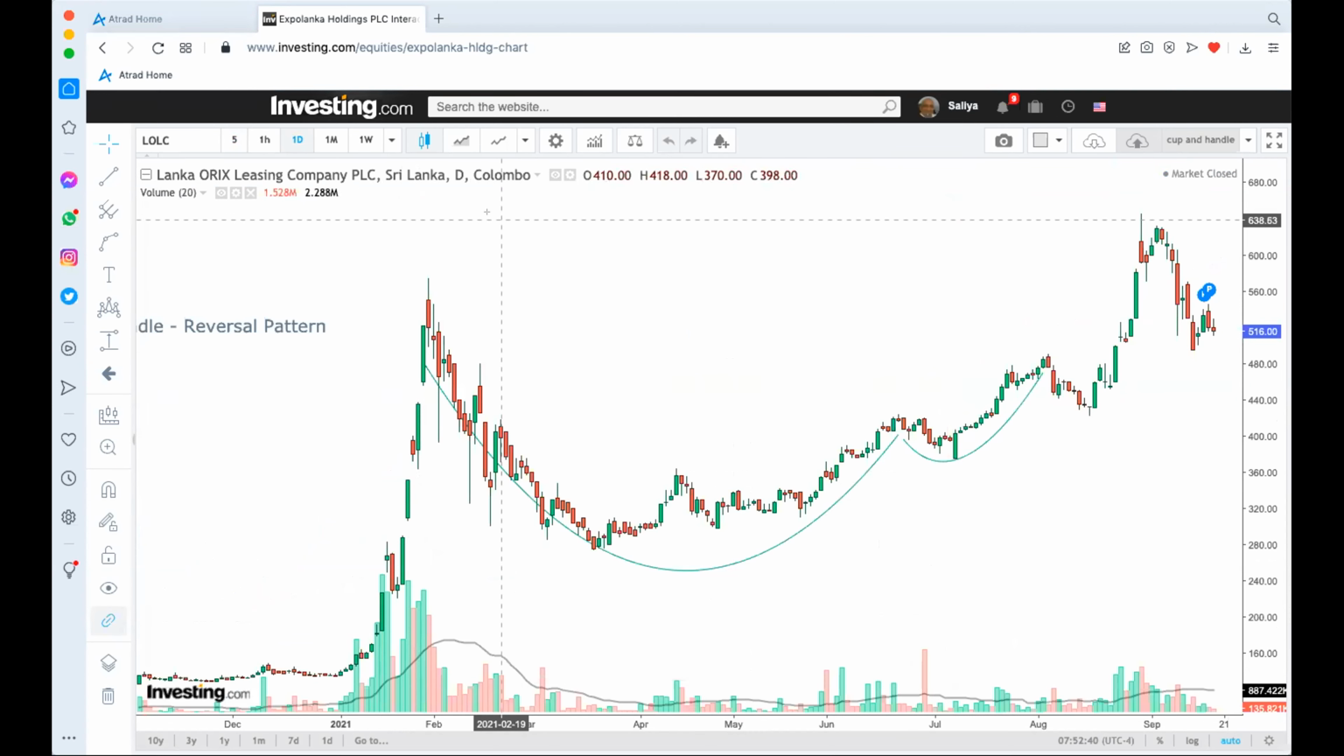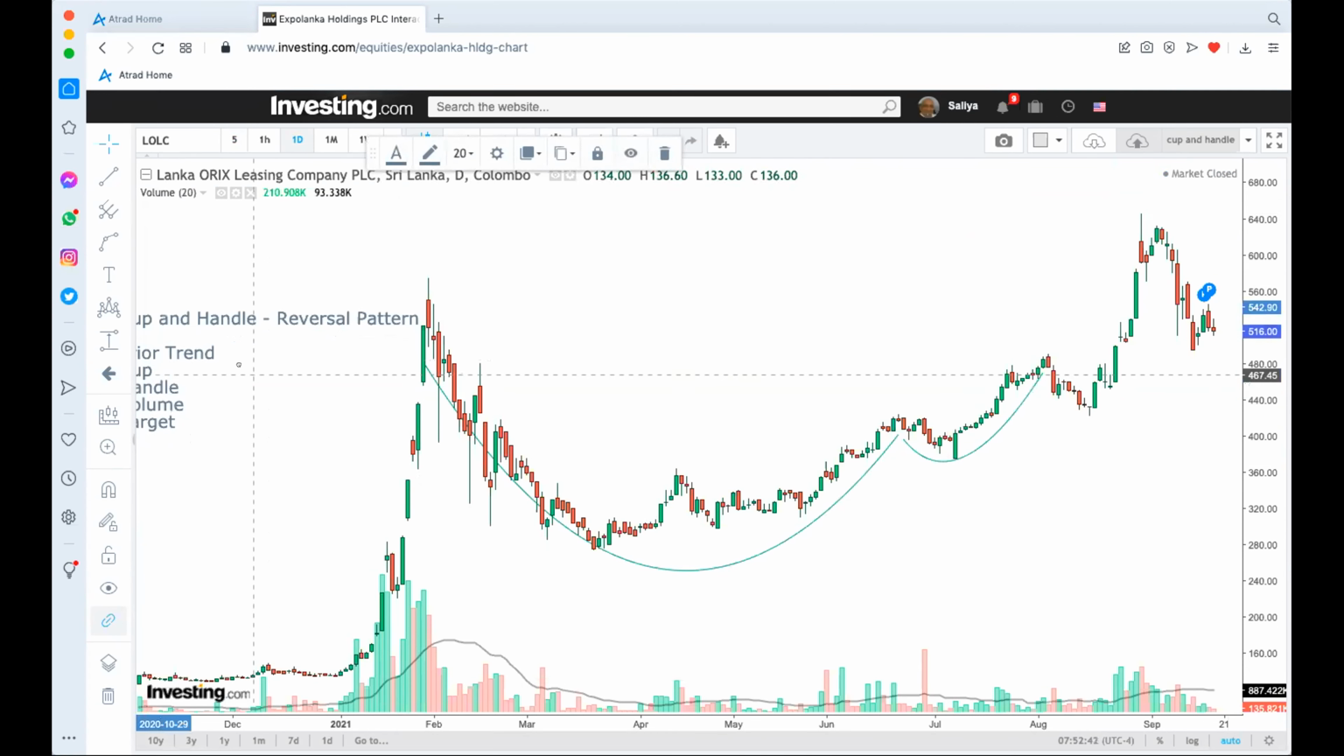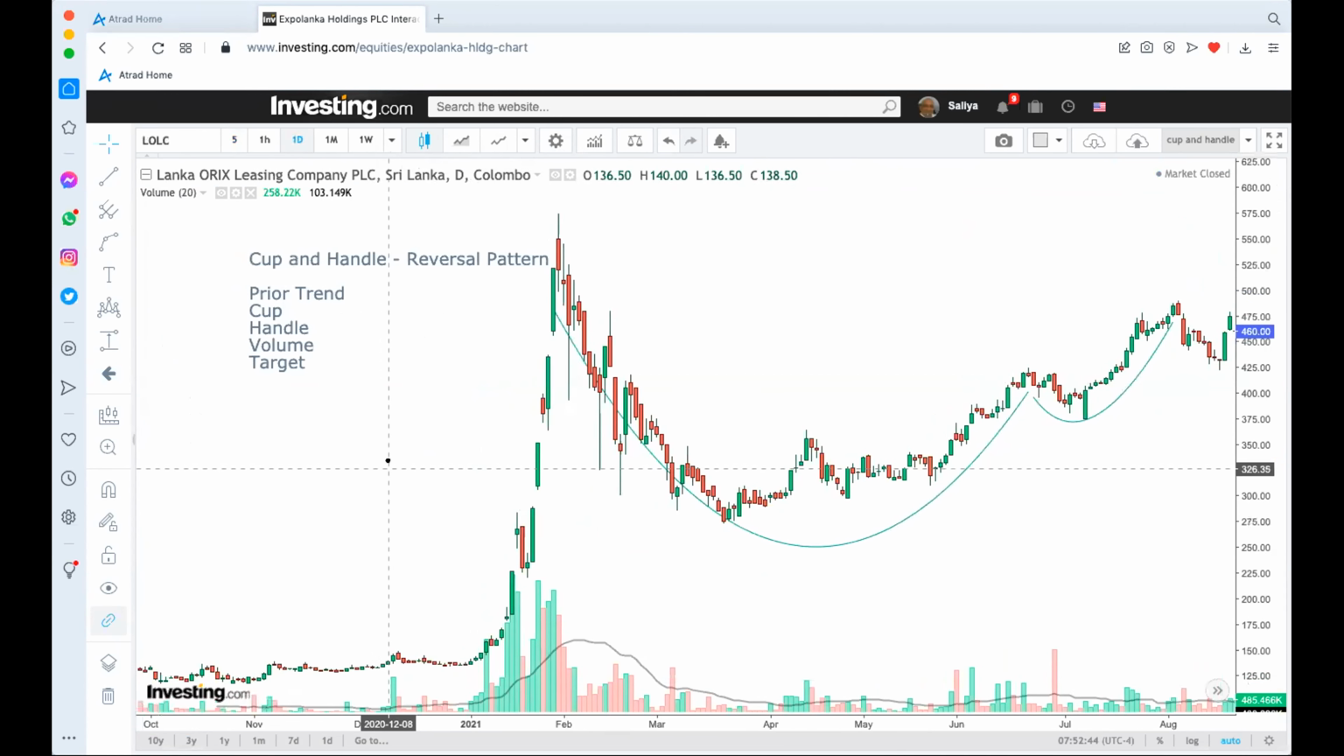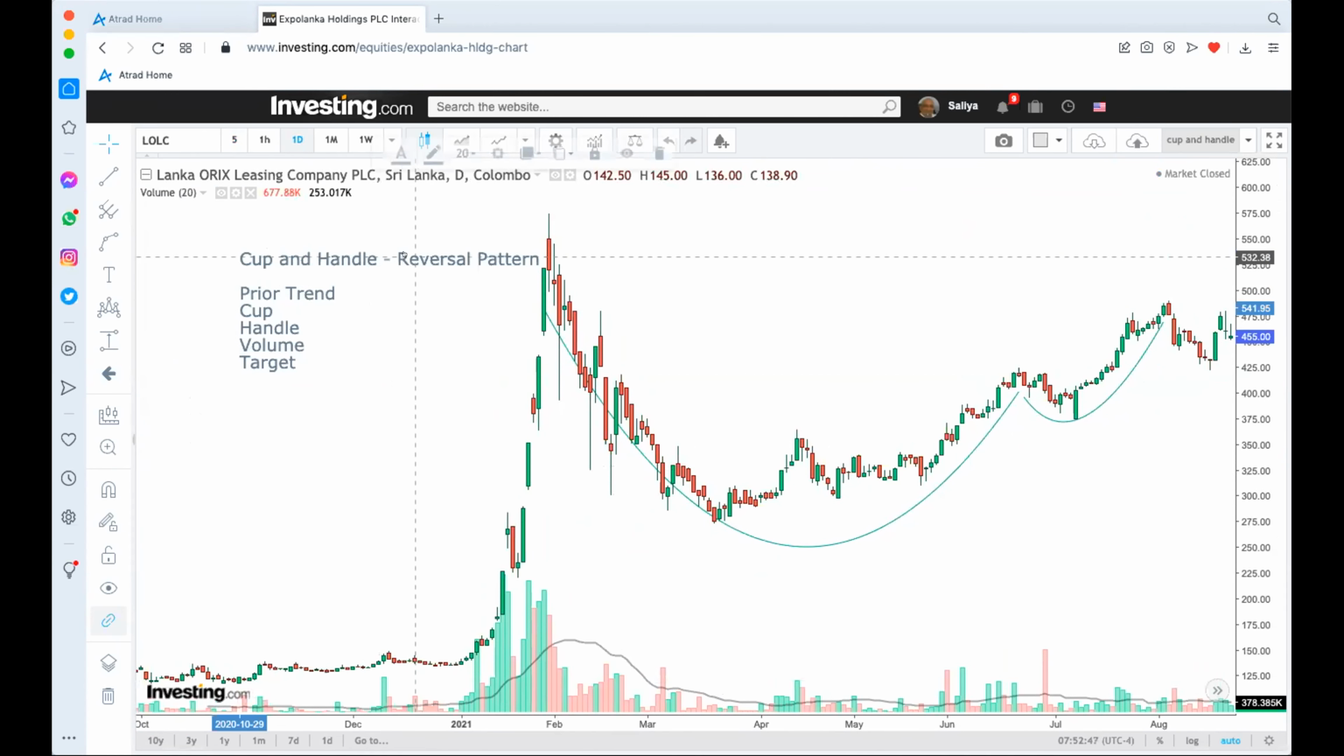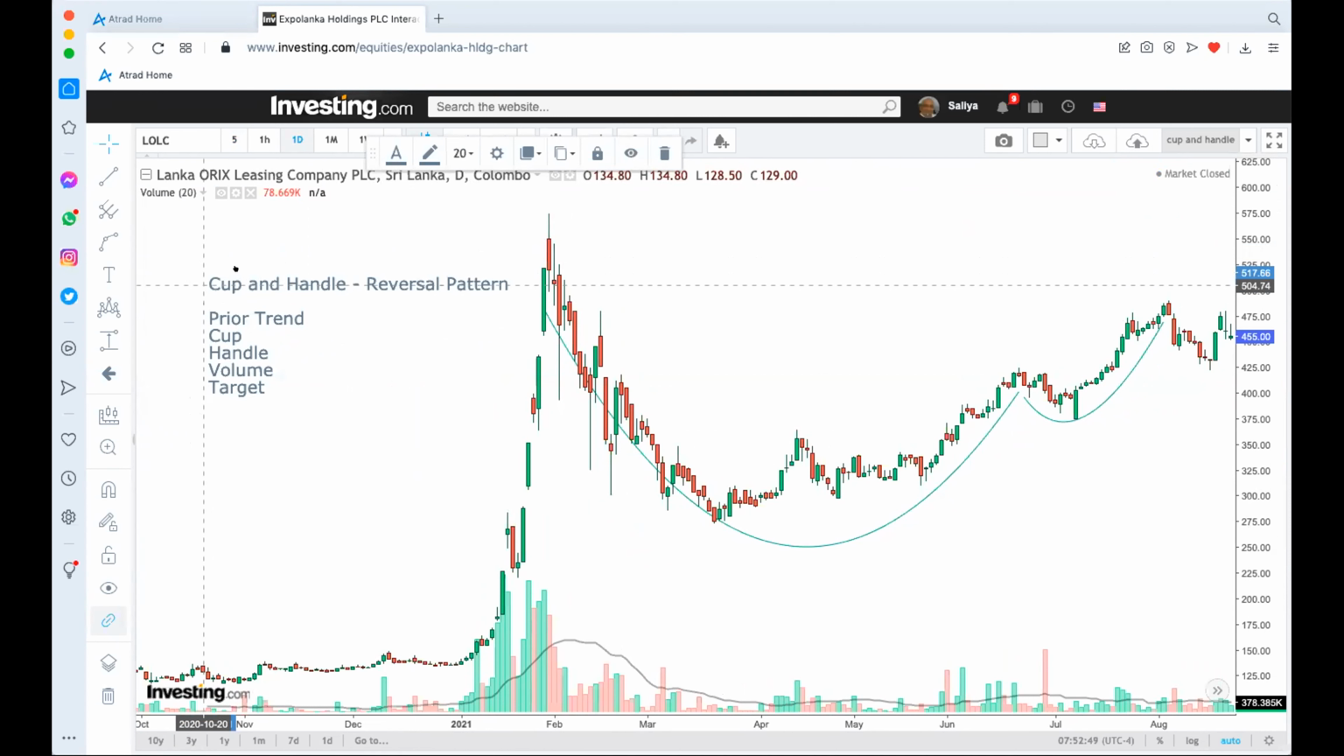To show you the cup and handle, I'm using LOLC, right? Similarly, in the cup and handle also, we need to have the prior trend.